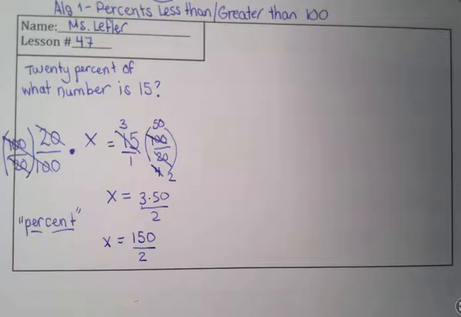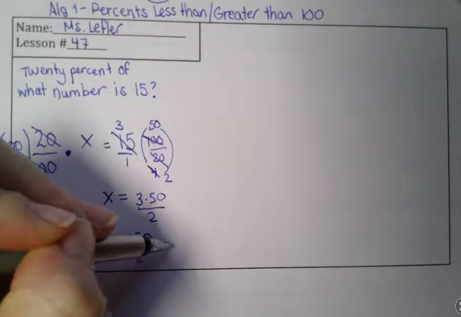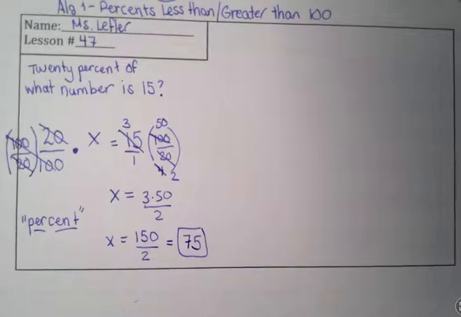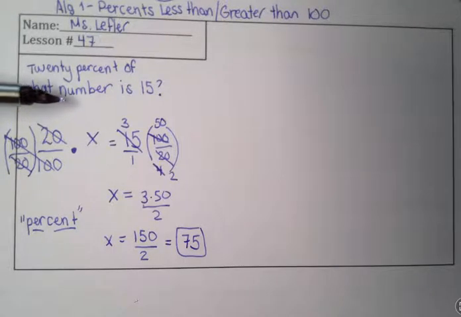Now we can divide 150 by 2 to get the actual number. 150 divided by 2 is actually 75. So 75 is the number that we were looking for. So we're going to draw a diagram to illustrate this.